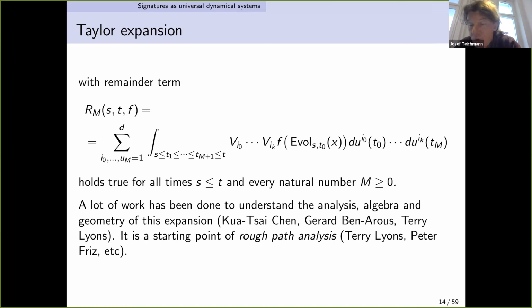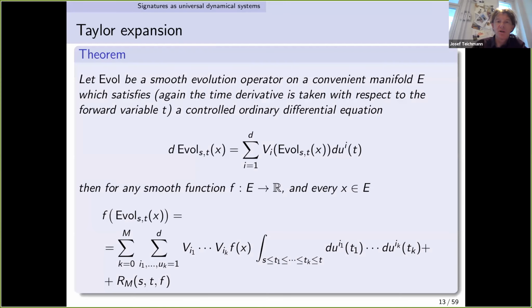So Gérard Benarous was working on this in the 80s, and Terry Lyons took this expansion as a starting point for the introduction of rough path theory. Rough path analysis. Yeah. So this is called, I would call it, the generalized or non-commutative Taylor expansion.